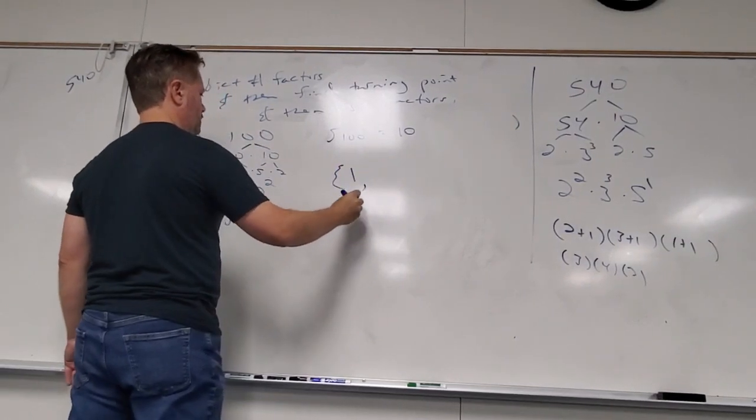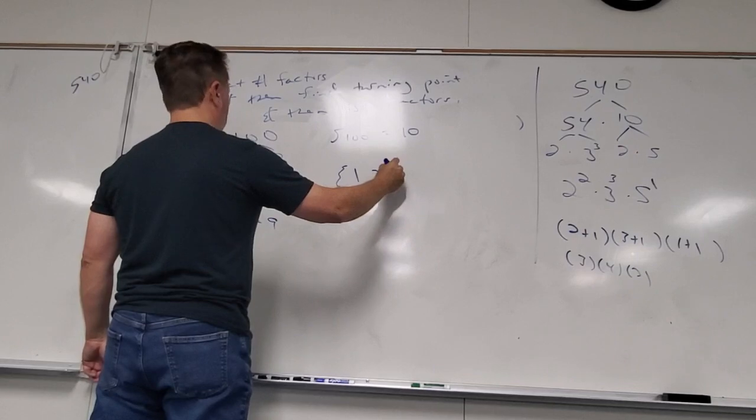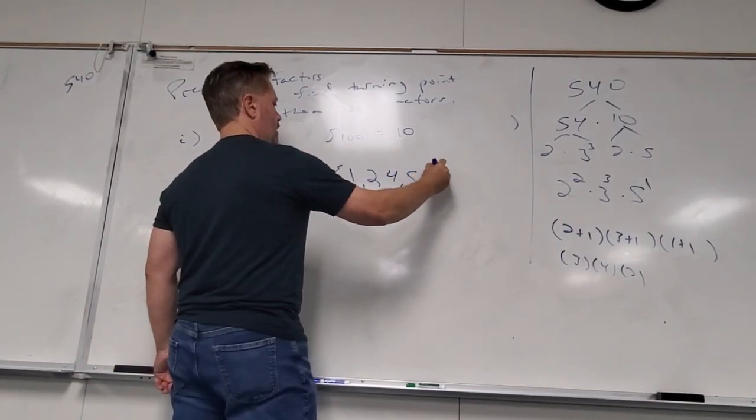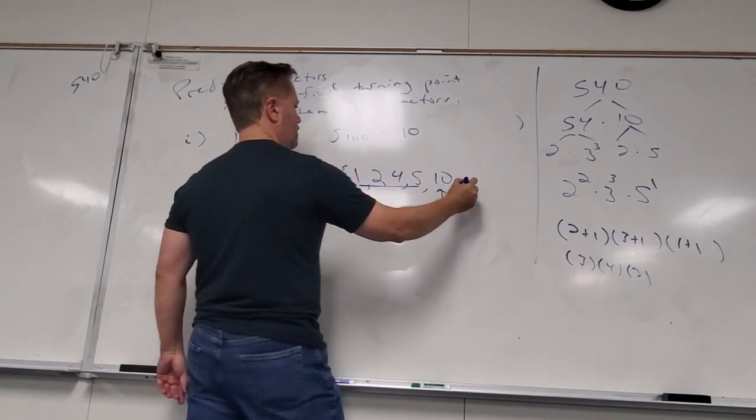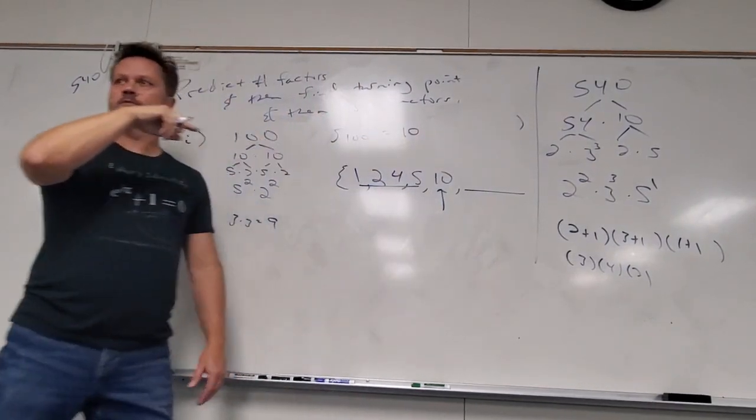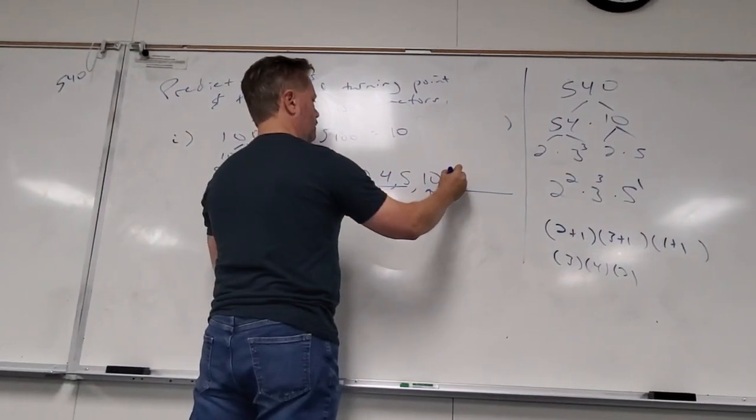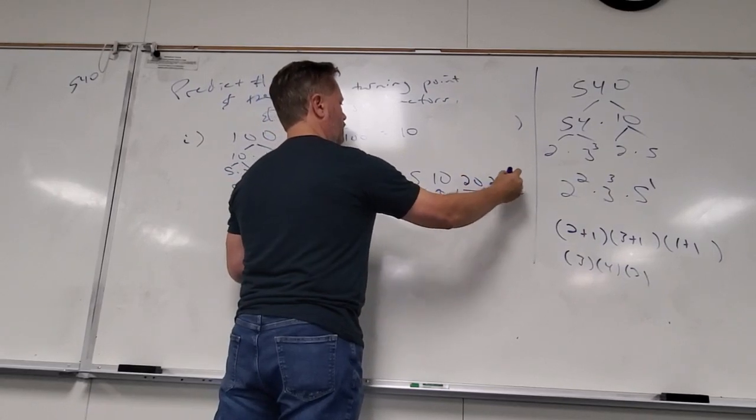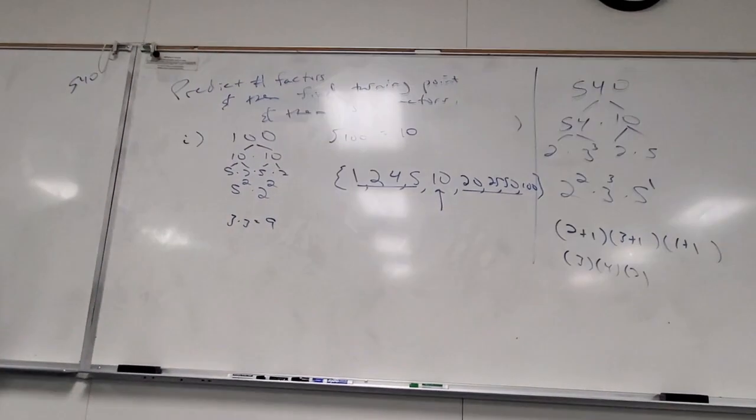So what do you got? 1, 2, 4, 5, 10, good. So now you've got 4, there's 1, and then the other 4 are going to be the pairs, right? Kick ass. So then this, of course, is 20, 25, 50, 100. Kick ass. Okay, good.